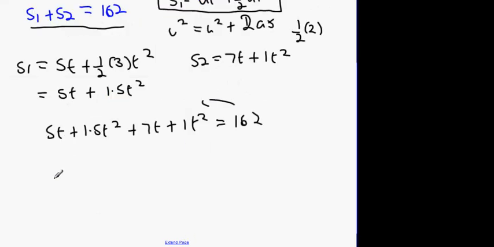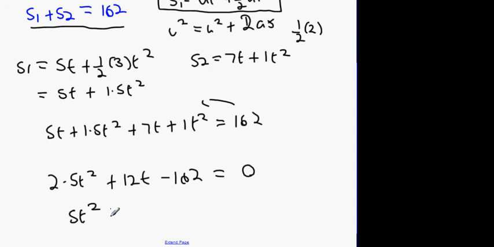Move it over the other side. We're going to get 2.5t squared plus 12t minus 162 equals 0. I reckon multiply both sides by 2. So 5t squared plus 24t equals minus 324. Now guys, I'm not going to go through this all.